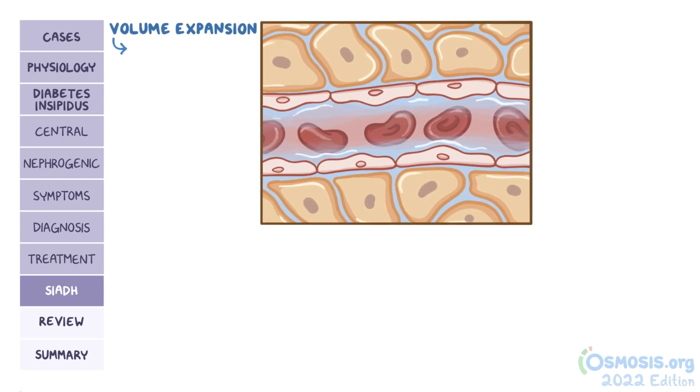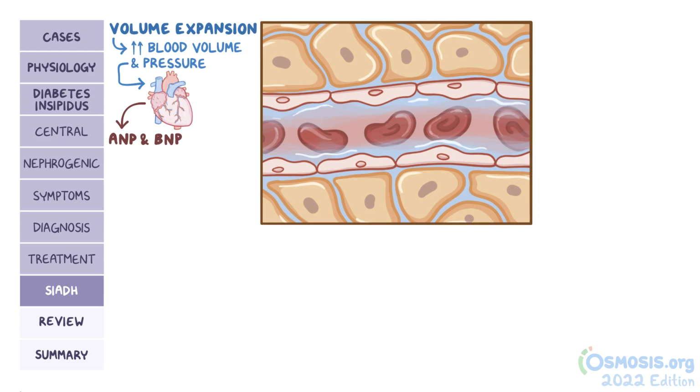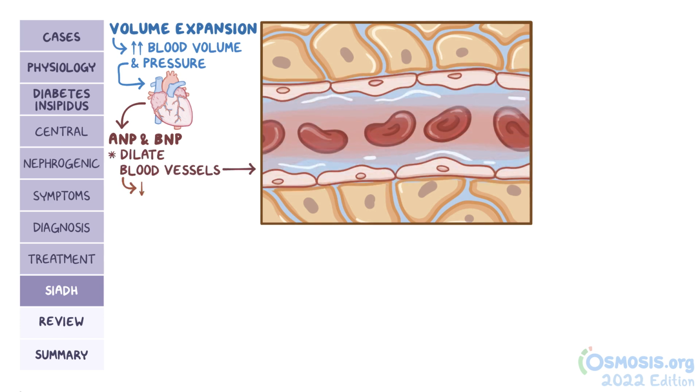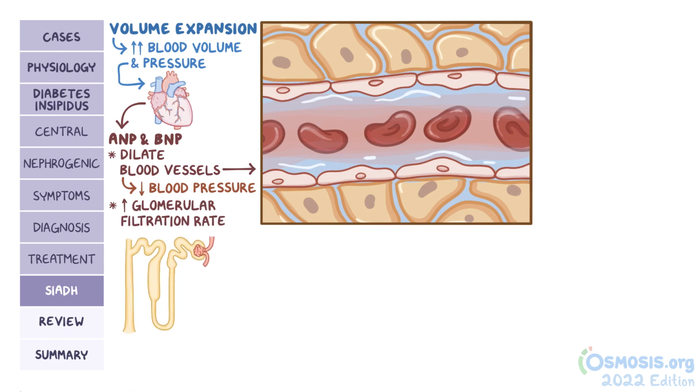Volume expansion also increases blood volume and pressure, causing the heart to release atrial natriuretic peptide, or ANP, and brain natriuretic peptide, or BNP. And yes, I know what you're thinking, but despite the name, BNP is also released by the heart. Both of these will dilate the blood vessels to decrease blood pressure, and they also increase glomerular filtration rate. The result is more water and sodium are filtered out and excreted via urine.